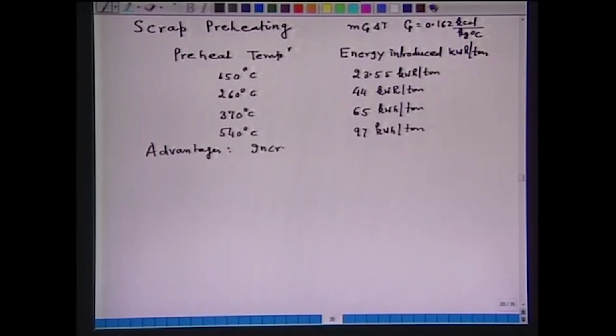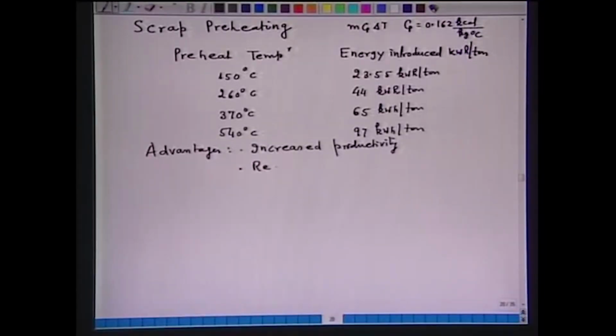Increased productivity. I mean, you can derive these advantages yourself by imagining that now you are introducing an additional amount of energy. So, this additional energy can melt more scrap, then per unit of electrical power consumption you will get more productivity, more metal can be melted. Second advantage is reduced electrode and refractory consumption.